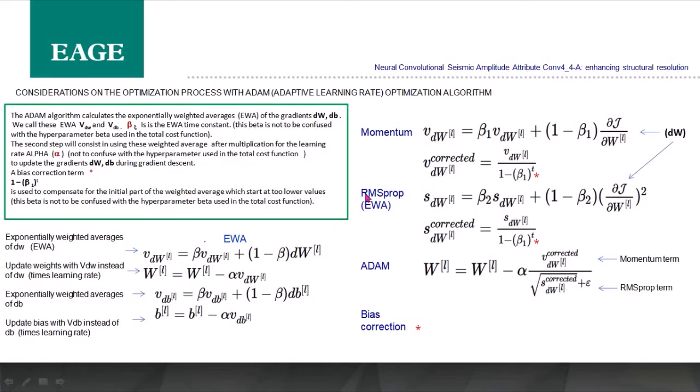Shortly, some considerations on the optimization process with the ADAM adaptive learning rate optimization algorithm. The ADAM algorithm calculates the exponentially weighted averages EWA VdW and VdB of the gradients dW and dB. This is dW, and dB should have a delta B here and here.